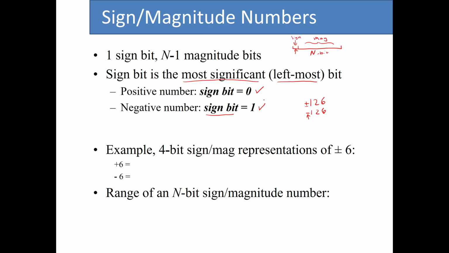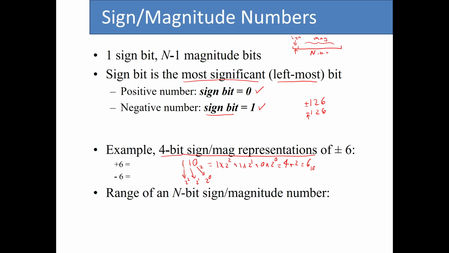Let's take a look at a couple of examples. Say we want to find the representations of positive and negative 6 using a 4-bit sign magnitude representation. First, the value 6, if you remember from before, can be represented as 1, 1, 0. Do you remember that? This one had a weight of 2 to the power 2, this one 2 to the power 1, and this one 2 to the power 0. So 1 multiplied by 2 to the 2, plus 1 multiplied by 2 to the 1, plus 0 multiplied by 2 to the 0: 4 plus 2 equals 6 in base 10.